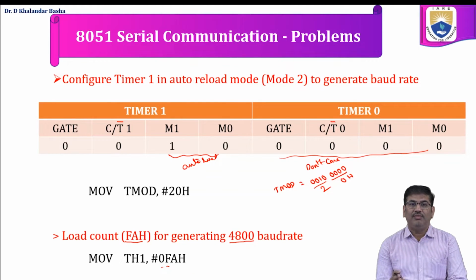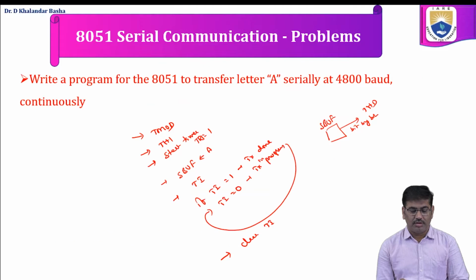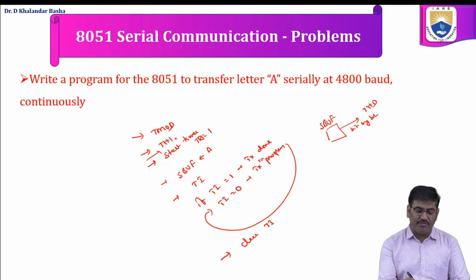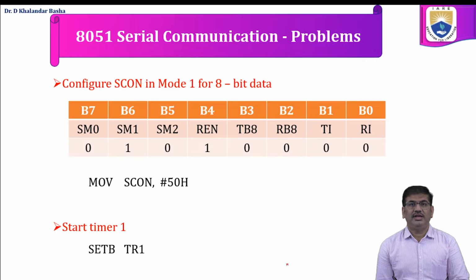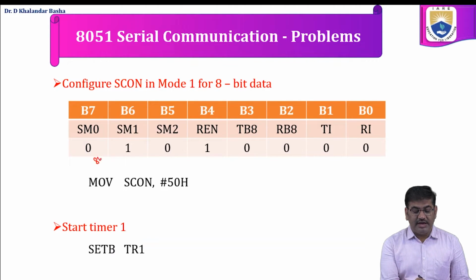So we have loaded TMOD, we have loaded TH1, then we have to configure the SCON register. So here, after this, one more step: the SCON register. For configuring the SCON register, the SCON is 8 bits in size. The mode of operation we are taking is 8-bit variable baud rate.